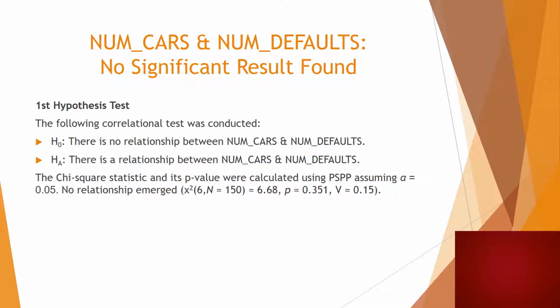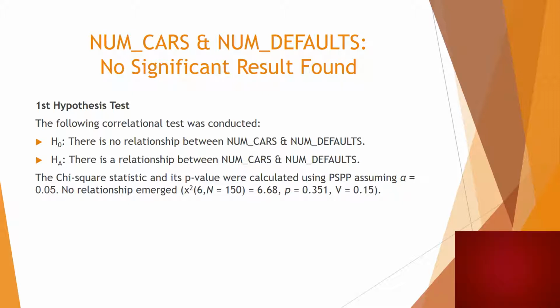Okay, so the first hypothesis test that we performed was on these two variables, the number of car payments that the respondent had and the number of default loans that the respondent had. We did not find any significant result between these two data items. The null hypothesis stated that there is no relationship between the number of car loans and the number of defaulted loans. The alternate hypothesis stated that there is a relationship between the number of car loans and the number of defaulted loans. So as I said, we did not find a significant relationship between these data items.